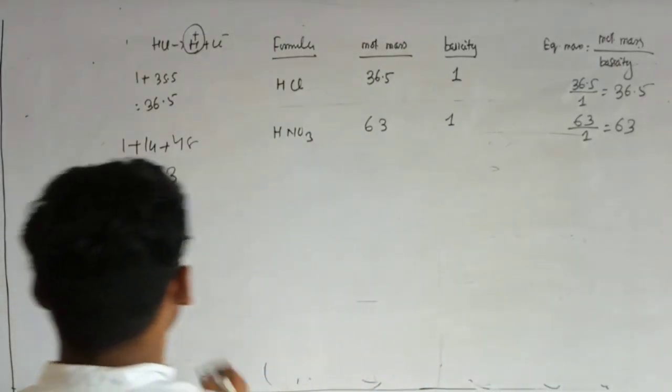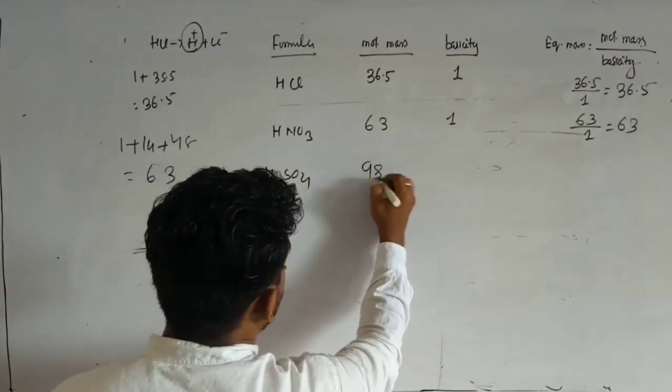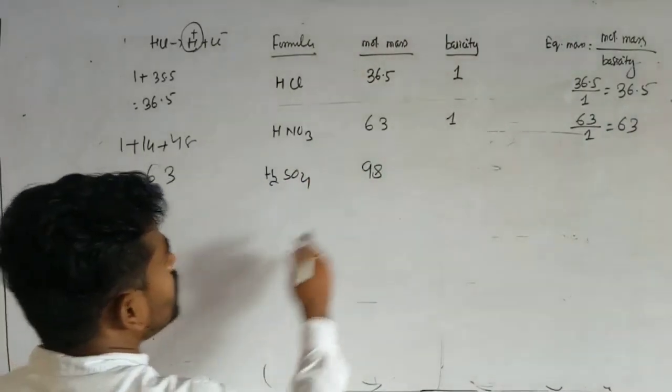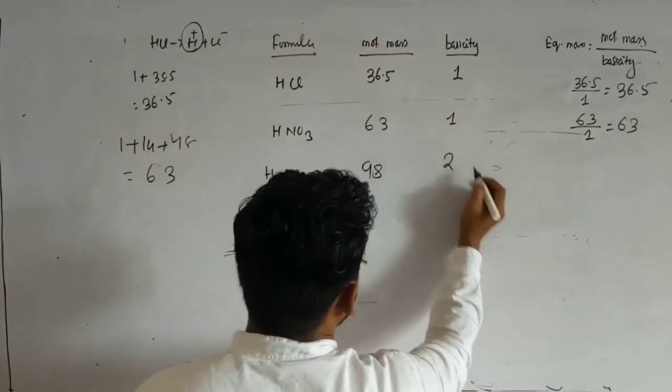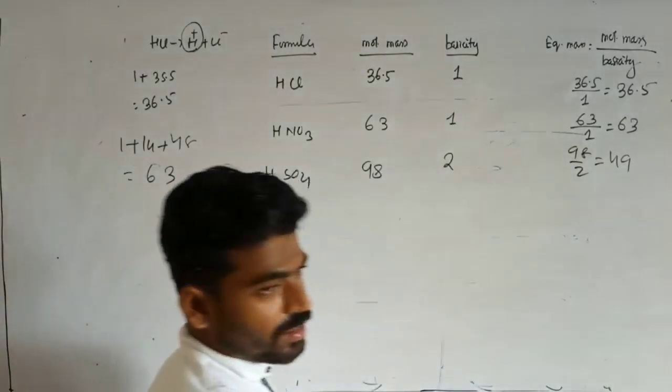Okay, next acid will be sulfuric acid, H2SO4. Molecular mass is 98, we just calculate. Okay, so basicity here is 2, so that will be 98 divided by 2, that is equal to 49.